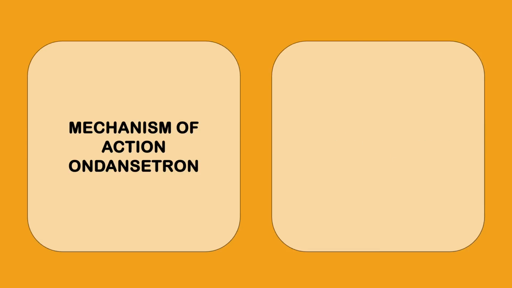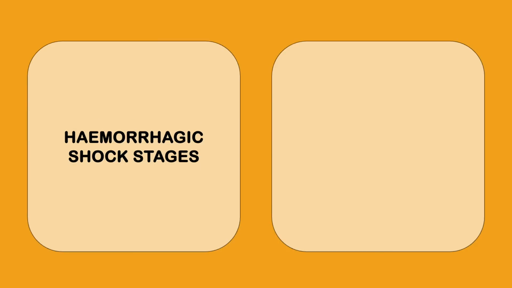Mechanism of action of ondansetron. We use ondansetron quite a lot in the emergency department. We need to know the mechanism. It is a 5-HT3 inhibitor, which is anti-serotonin. 5-HT3 inhibitor.